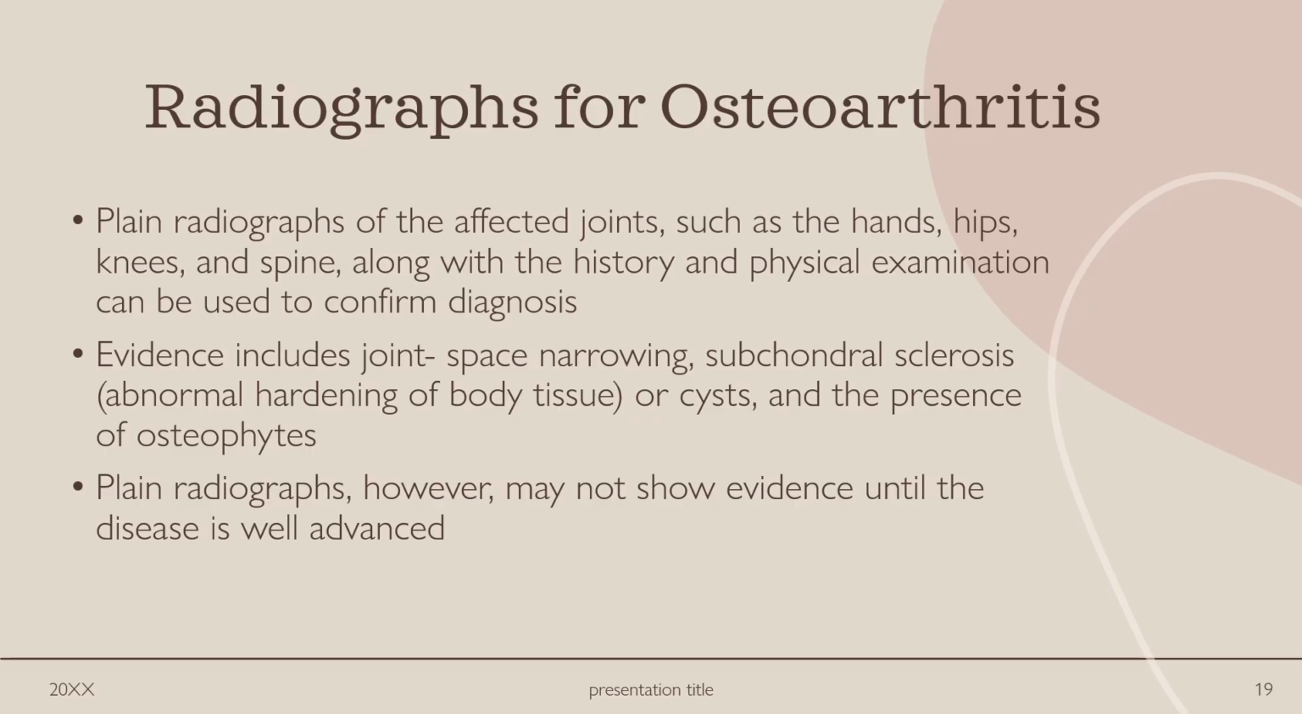So, radiographs for osteoarthritis. Plain radiographs of the affected joints, such as the hands, the hips, knees, and the spine, along with the history and physical exam, can be used to confirm this diagnosis. Evidence will include joint space narrowing, subchondral sclerosis, and this is the abnormal hardening of body tissue, or cysts, and then the presence of the osteophytes. Plain radiographs, however, may not show evidence until the disease is very well advanced. So early x-rays may not really show much.